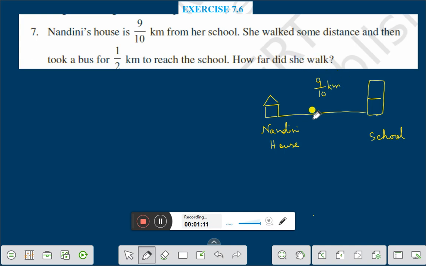She walked some distance and then took a bus for half kilometer to reach the school. That means she walked from A to B, and from B she took a bus for half kilometer. That means the distance of BC is 1 by 2 kilometer.